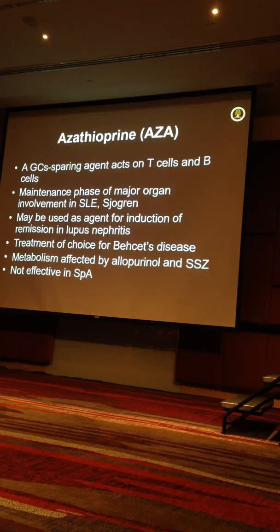But cyclophosphamide is not effective in spondyloarthritis. Azathioprine is another agent that can be used as a glucocorticoid-sparing agent, and it can be used in the maintenance phase for lupus nephritis or other major organ involvement in lupus and Sjögren. The treatment of choice for Behçet's disease includes azathioprine in the regimen. But azathioprine shares the same metabolism with allopurinol and sulfasalazine, so when you give these together with azathioprine, it will enhance the toxicity, especially myelosuppression. And it doesn't work in spondyloarthritis.